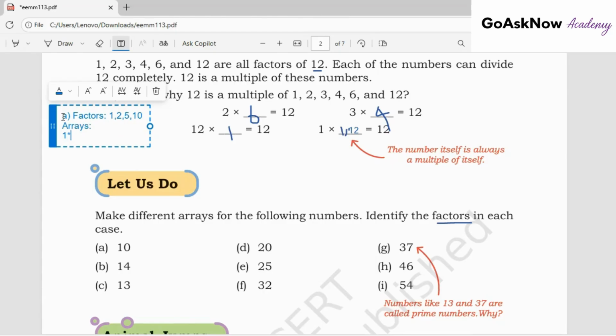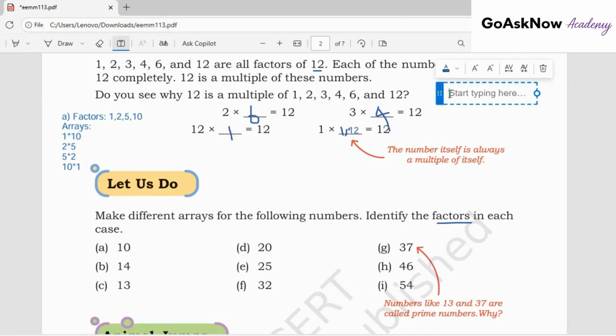The arrays of 10 are 1 into 10, 2 into 5, 5 into 2, 10 into 1. Next, for B, the factors of 14 are 1, 2, 7, 14. The arrays are 1 into 14, 2 into 7, 7 into 2, 14 into 1.